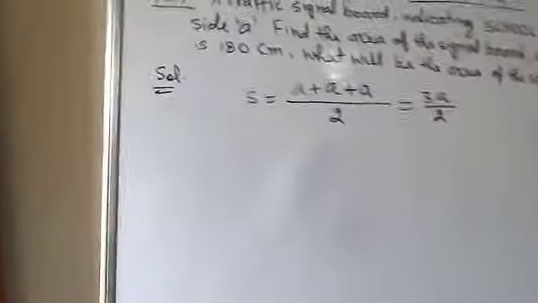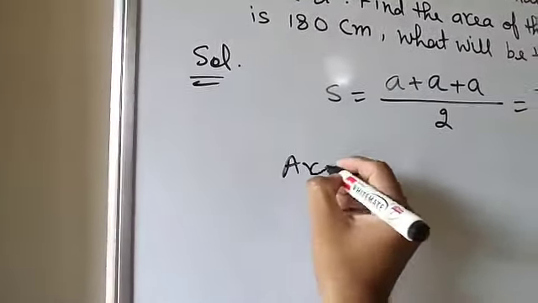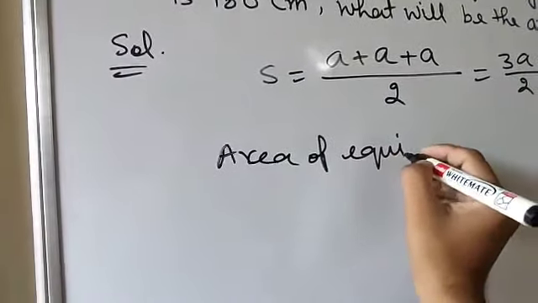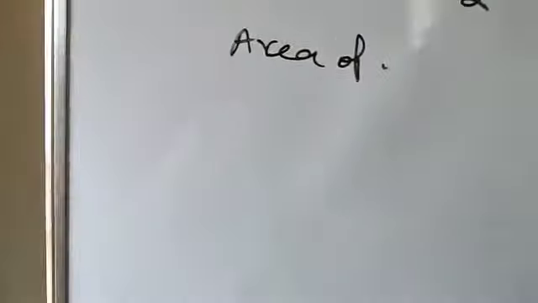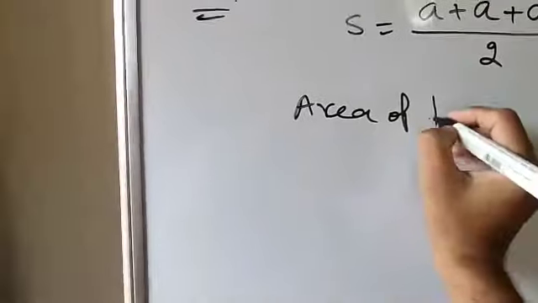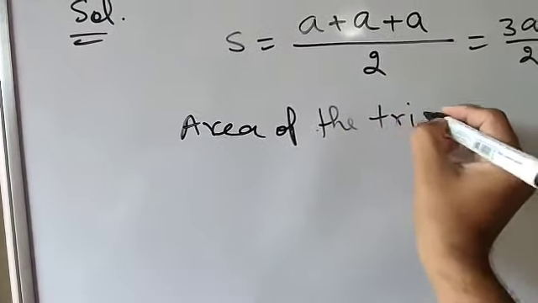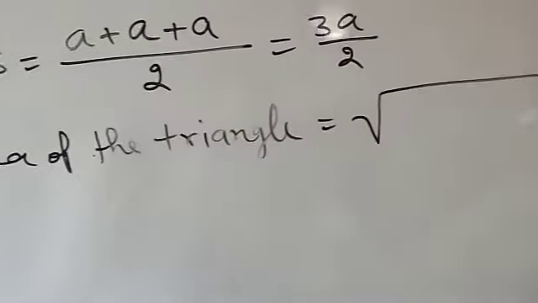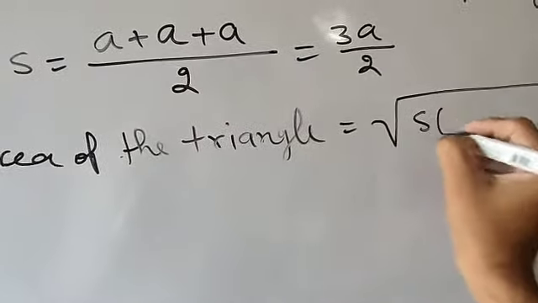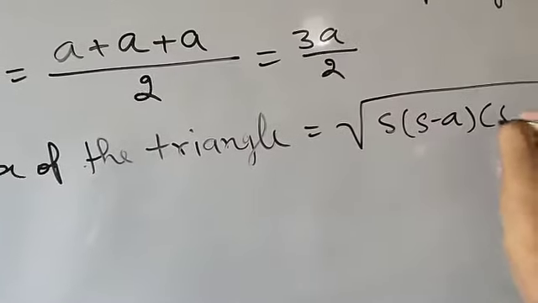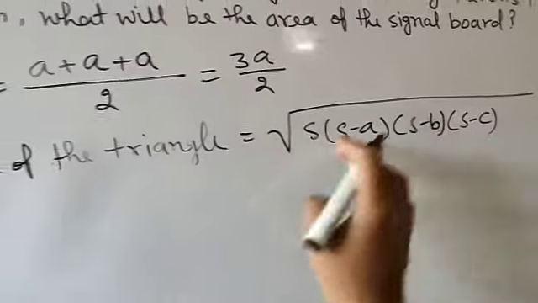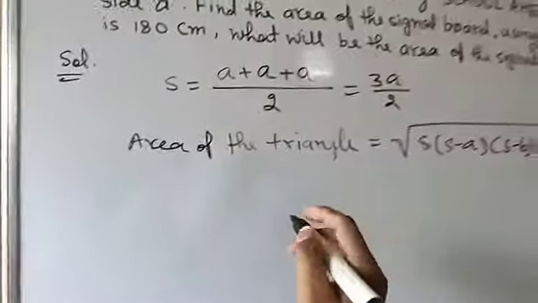Now after that, area of equilateral triangle. Here first you will write the formula, area of the triangle. Area of the triangle equal to, that will be Heron's formula, under root S into S minus A, into S minus B, into S minus C, where A, B, C are the sides and S is half of the perimeter.